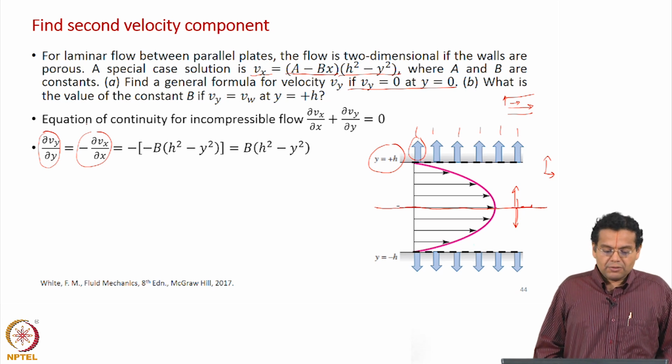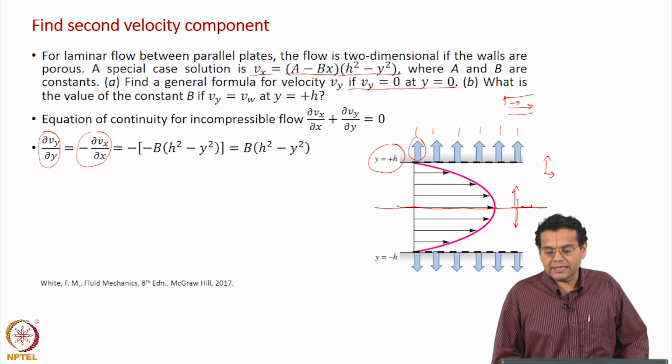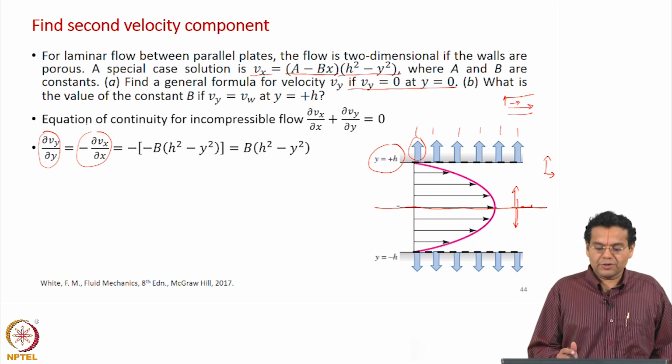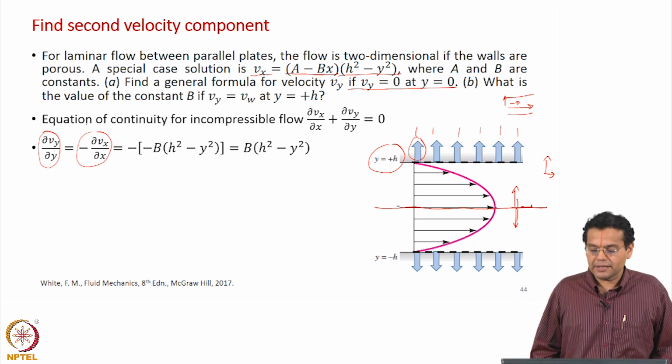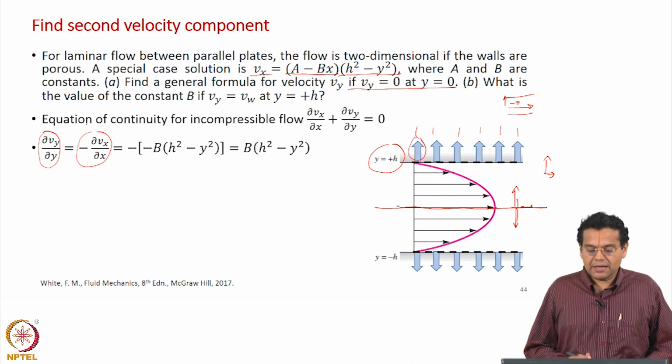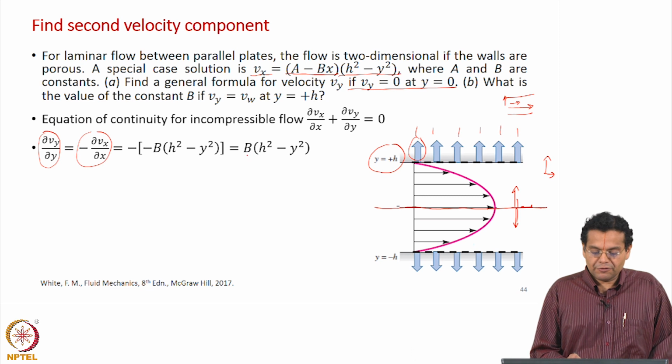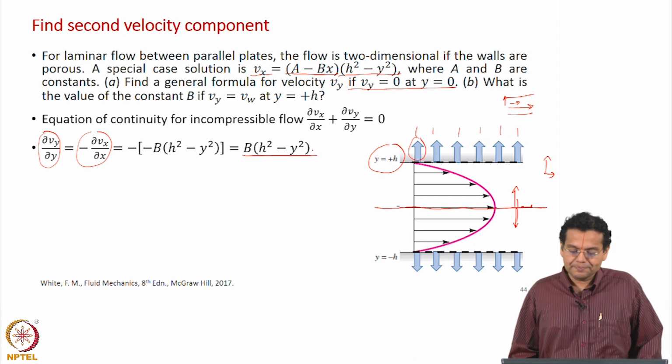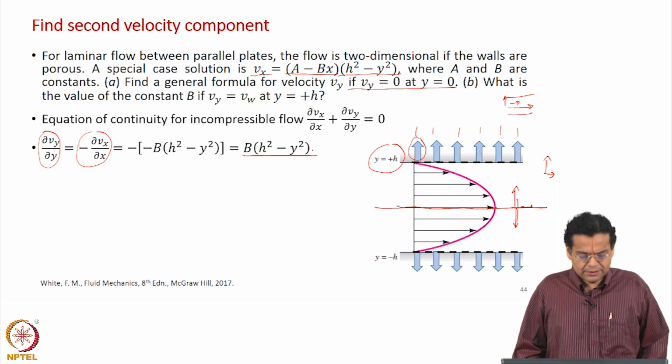Now, we should differentiate the given expression. So, if we differentiate the first term, you get minus b, and that is where x is present, h squared minus y squared is a constant, it is a partial differentiation with respect to x. So, if you differentiate, this is what you get. So, if you simplify, you get b into h squared minus y squared.